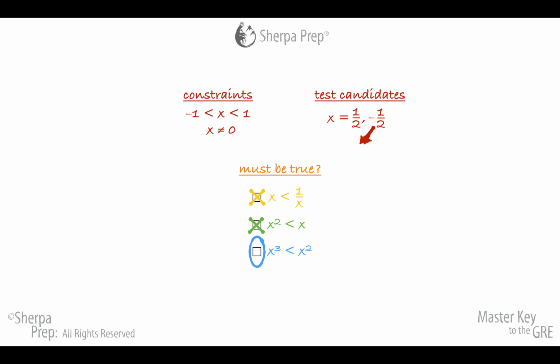And likewise, when we plug in -1/2, we get (-1/2) squared is greater than (-1/2) cubed. And (-1/2) squared, that's -1/2 times -1/2, which is +1/4. And (-1/2) cubed, that's -1/2 times -1/2 times -1/2, which is -1/8. And again, a positive number is always bigger than a negative number. That means this statement must be true. And that's the proof that the third statement is our correct answer.